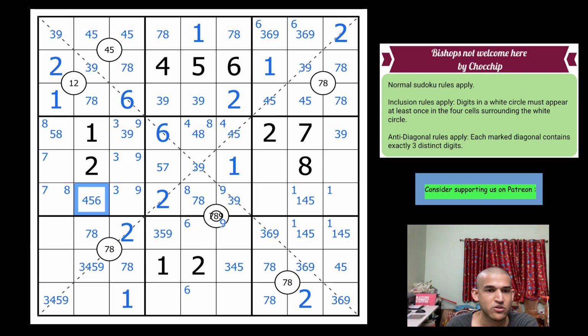So let me quickly look at the inclusion rules again. So you got the 7, 8 here, you got the 7, 8 here. So this is still indecipherable. So this is done, this is done, this is done. So I think it must have to do with the anti-diagonal part at this point. I'm not so confident though.